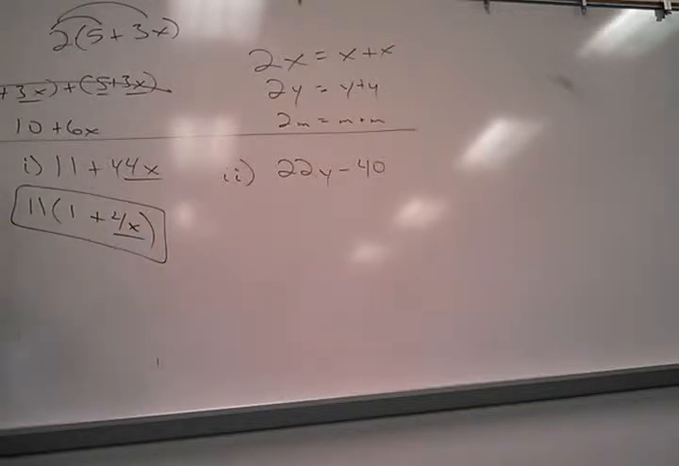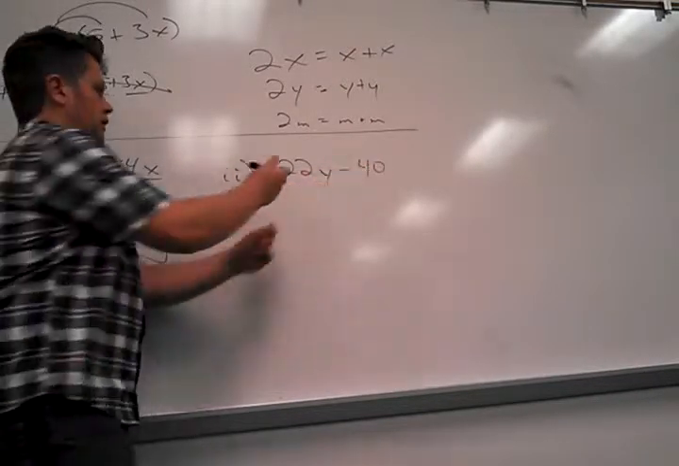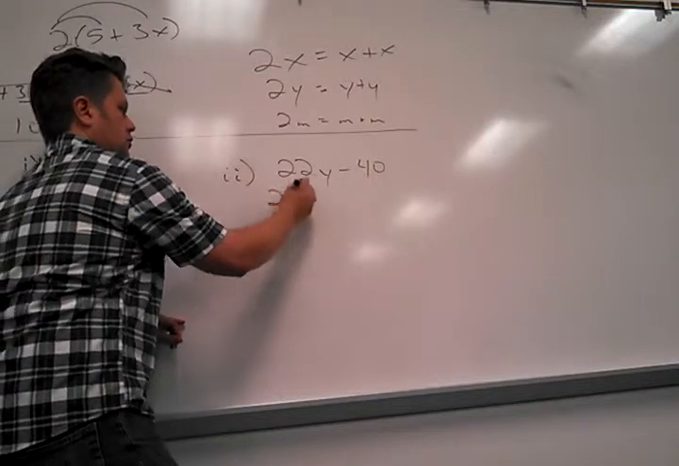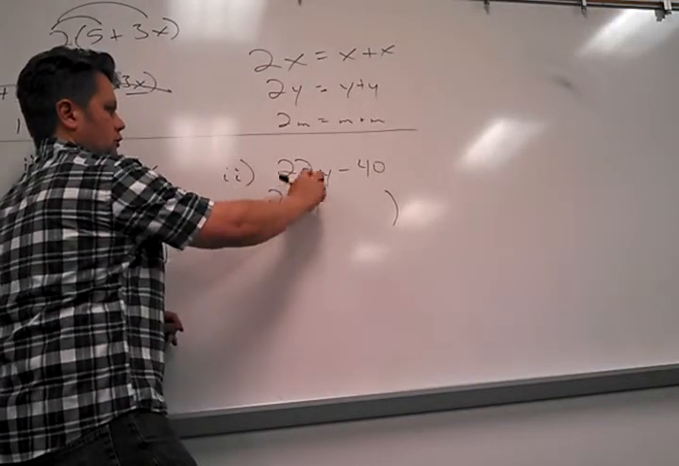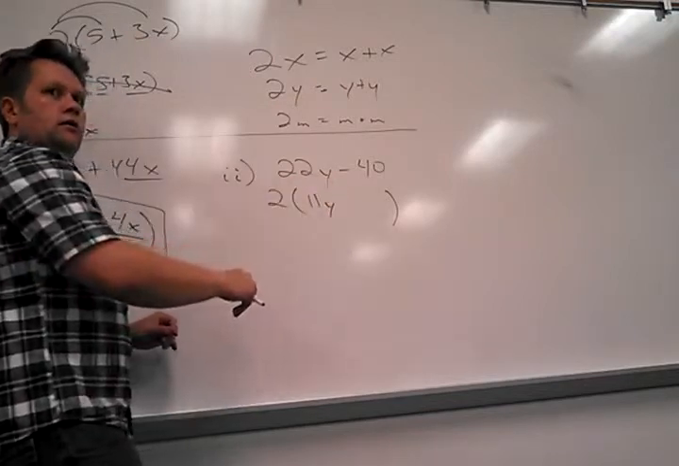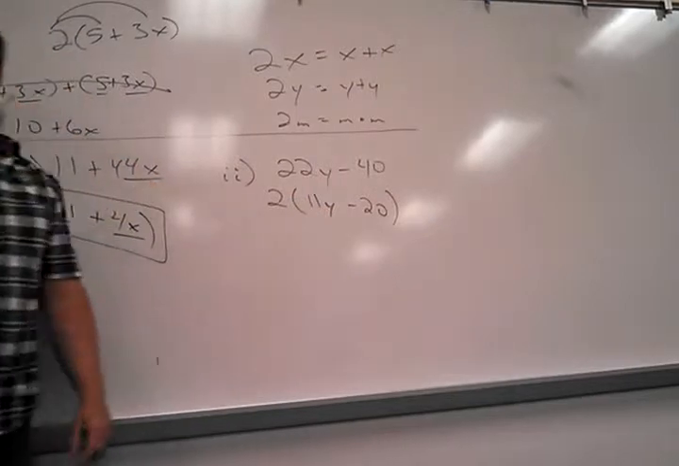And of course it has a 22 in it that's given. 40 has what in common with that? 2. So the only thing I can take out is a 2. And what would have been here? 2 times what is 22? 11. And there's a y. Minus, and there must have been a 20 here, because that's what I doubled to get 40.